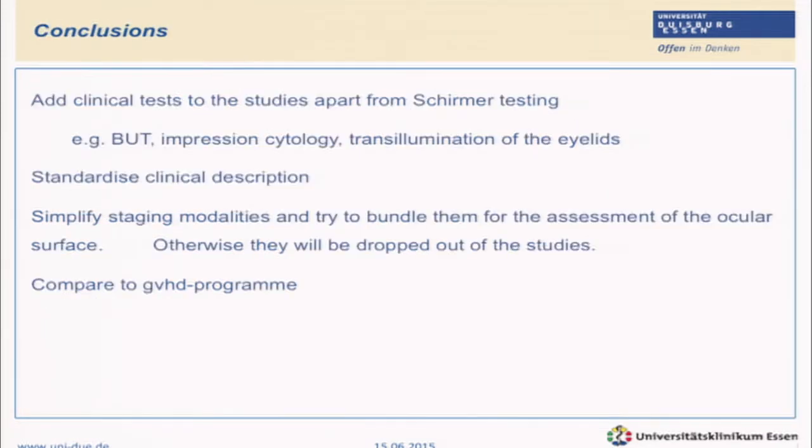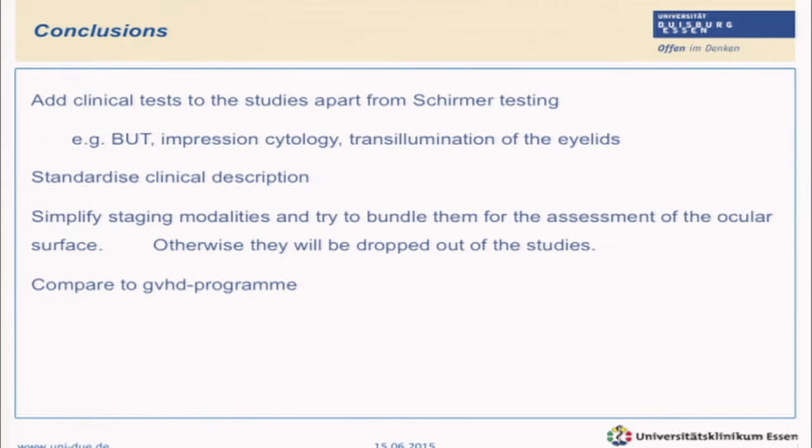So maybe it's important to add more tests apart from the Schirmer testing to define the outcome of radiation on the ocular surface. For example, this tear film breakup time, impression cytology, also vital staining, and looking more closely to the eyelids. And then it's so important to find a standardization for the clinical description and to simplify the staging modalities, because otherwise I think these tests will again be dropped out of the studies.